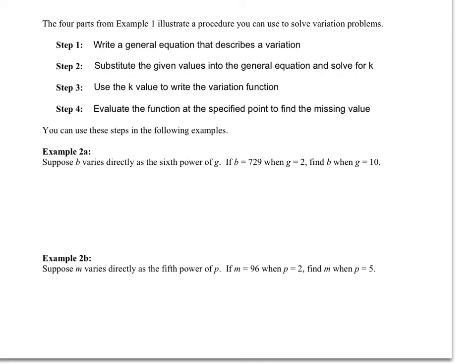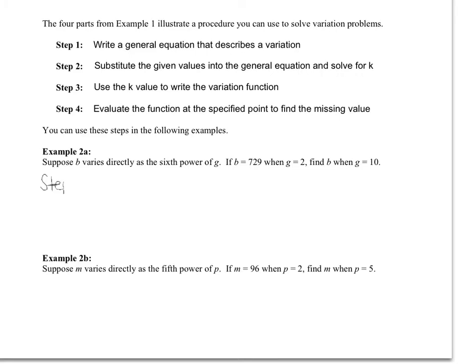Okay, so let's go through some examples, and we'll go through these steps as we go so you can see how these steps work for each of these types of problems. Example 2a: suppose b varies directly as the 6th power of g. If b equals 729 when g equals 2, find b when g equals 10.